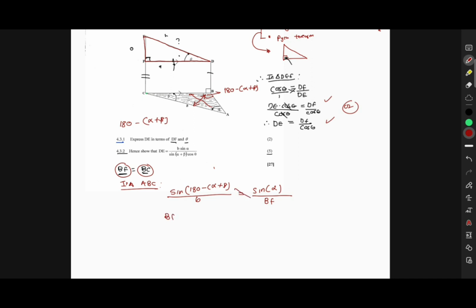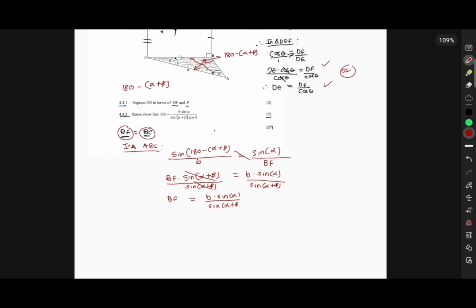So I'm going to have BF multiplied by sine of 180 minus the given angle. We find it in our second quadrant, whereby the sine is positive. So when we simplify this further, it gives us sine of alpha plus beta equal to b multiplied by sine of alpha. I divide both sides by sine of alpha plus beta so that this and this cancel out. I'm left with BF equals b multiplied by sine alpha divided by sine of alpha plus beta.